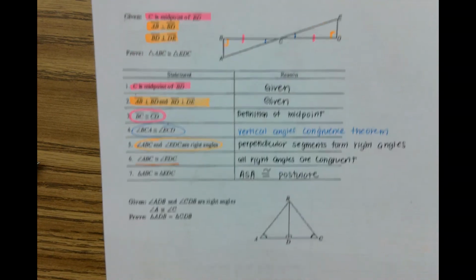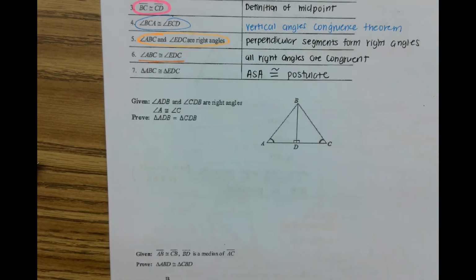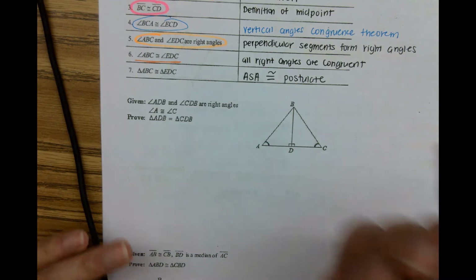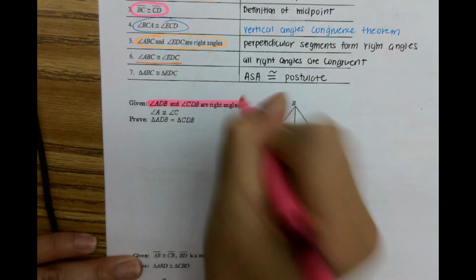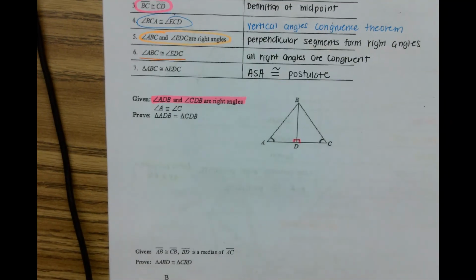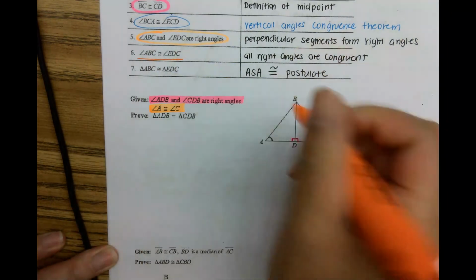So let's do our next one here. Again, it's important that we know what we are given, because that's going to direct what we're going to do. So let's get started. First thing I know is angle ADB and angle CDB are right angles. I see that here. Then I also know that angle A and angle C are congruent.